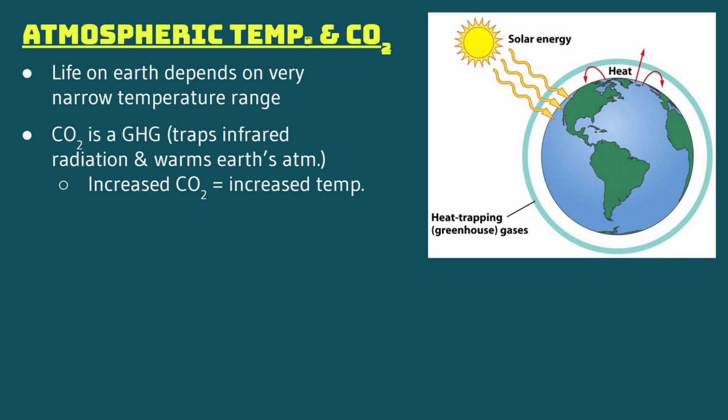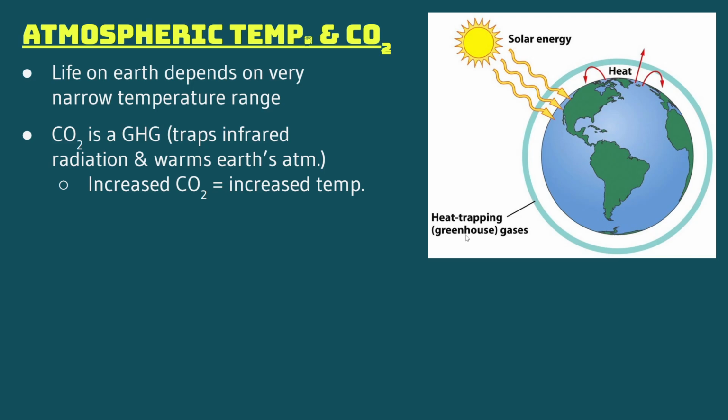If we look at this diagram here, solar energy comes in the form of light rays. Those light rays strike Earth's surface, and Earth's surface gives off infrared radiation, which is the red arrows here. That infrared radiation, which is heat, is trapped by this blue layer of heat-trapping gases, which we call greenhouse gases, around the Earth. Carbon dioxide is the most prominent greenhouse gas in the atmosphere.